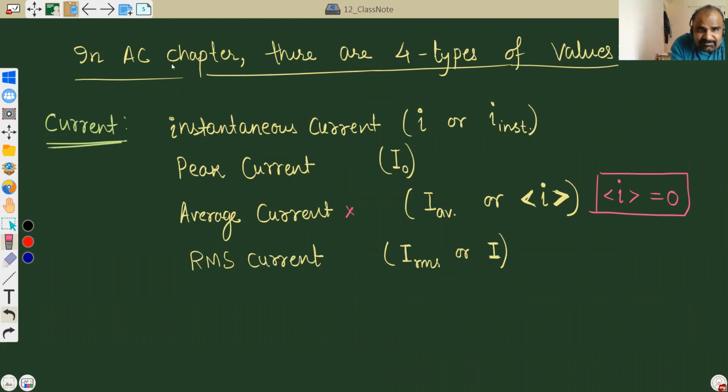I said now there are, in the AC chapter, 4 types of values. Which are the 4 types of values? Instantaneous value, peak value, average value, and RMS value. Out of these 4 values, average value is the least important value. Why? Because it will always be zero. So it doesn't give you any information.